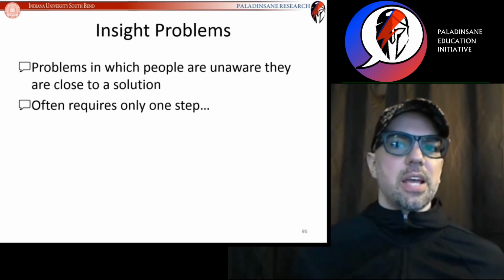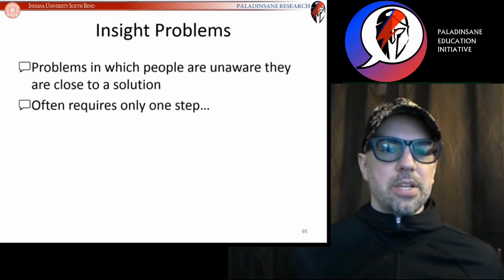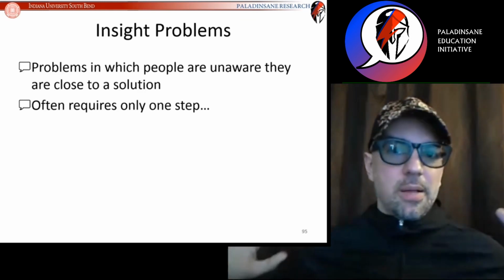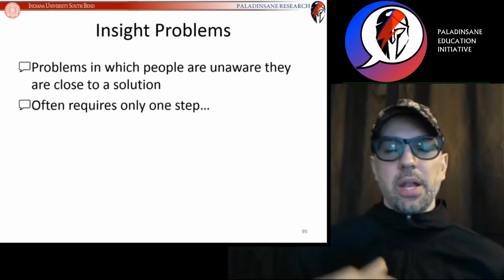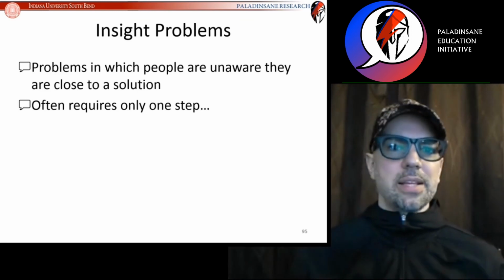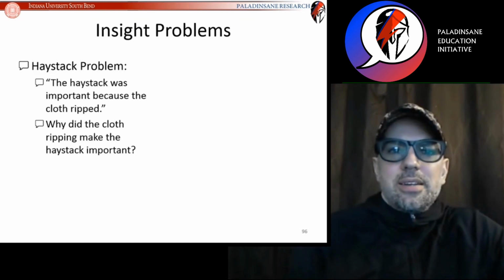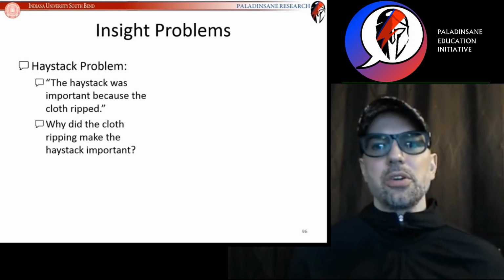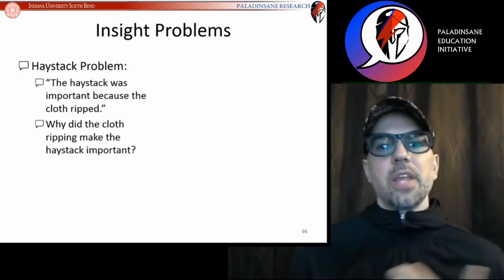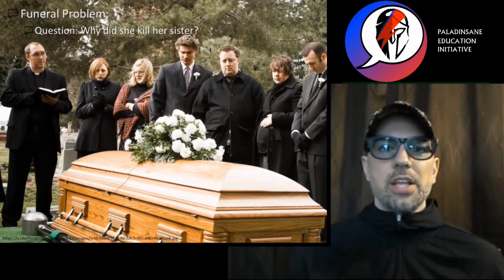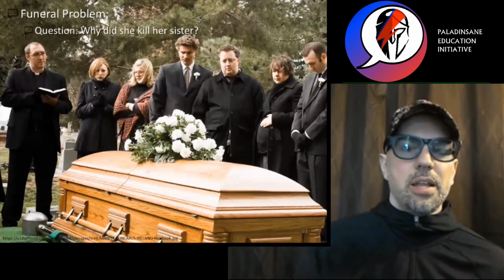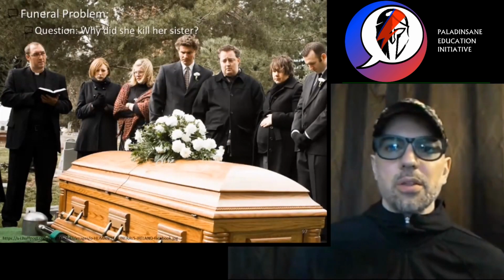So it's easy to understand why the Tower of Hanoi problem might be difficult, because it might take 32, 64, 128 steps. It can take a lot of steps, depending upon how many disks you have. But why is something like an insight problem, like the haystack problem, why is that difficult? It's one step. It's a parachute. Boom, you're done. Why is it so difficult to find that? And in the funeral problem, why did she kill her sister? Boom, she wanted the guy to come back, right? He was at one family funeral, he'll come to another one.